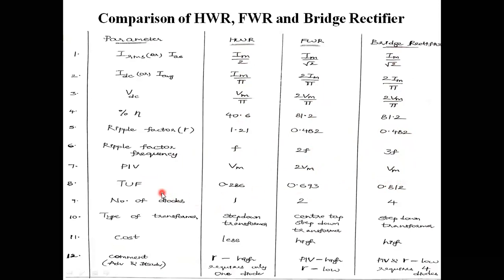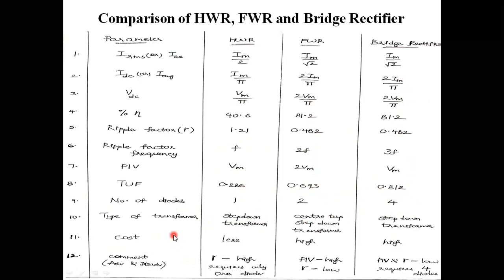Next, transformer utilization factor, TUF. In the half wave rectifier it is 0.286, whereas in the full wave rectifier it is 0.693, and in the bridge rectifier it is 0.812. In terms of percentages, I can read it as 81.2% and 69.3%. And the next parameter is the number of diodes we are using: in the half wave rectifier it is 1, in the full wave rectifier it is 2, and in the bridge rectifier it is 4.